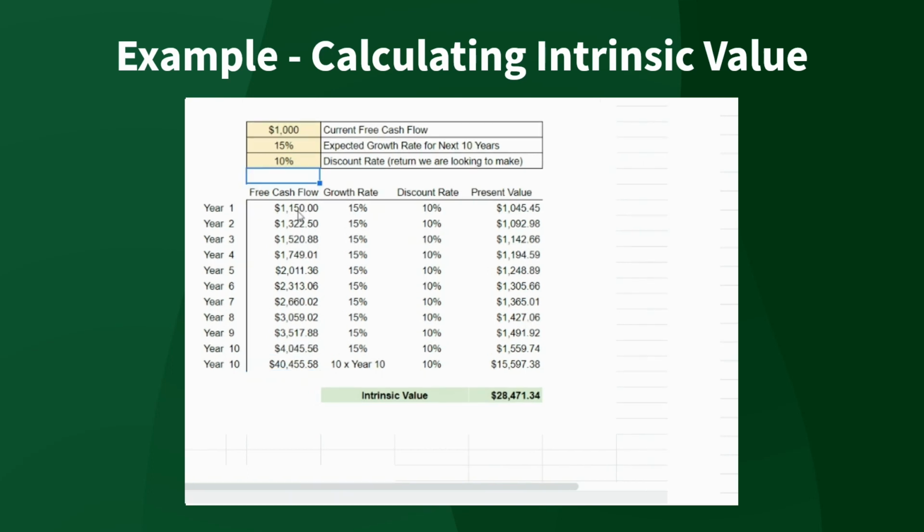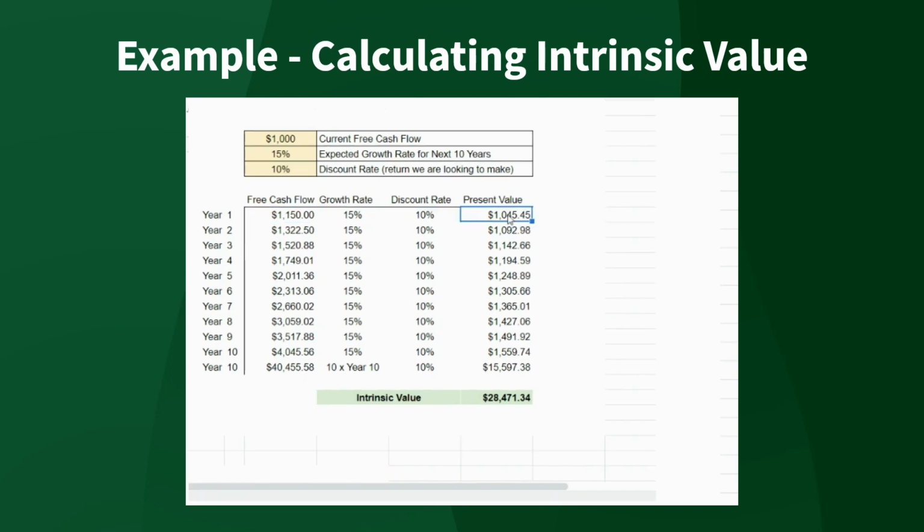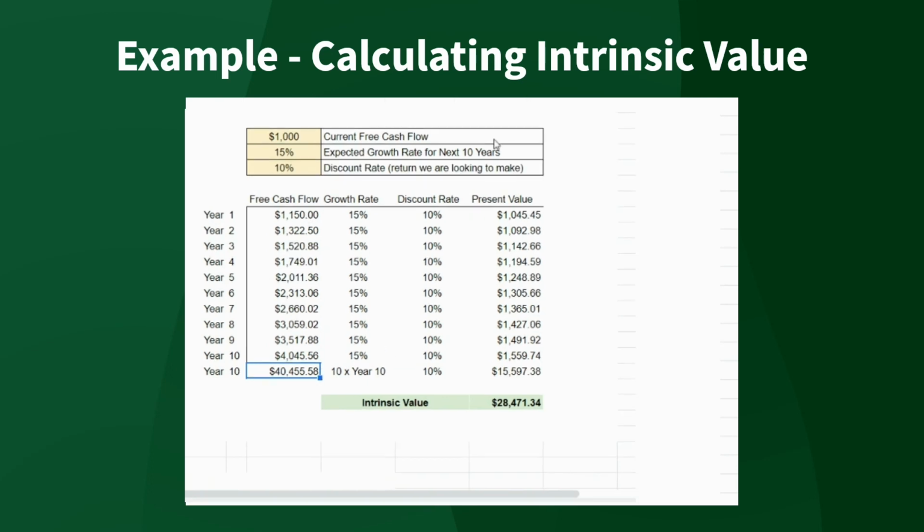So with this table, we can see our free cash flow in year 1 is 15% more than 1,000, so 1,150. And then with our discount rate of 10%, this is telling us 1,150 1 year from today is worth 1,045 to us right now. Similar things for all these other years where it grows at 15% every year, and then we sell the business at 10 times free cash flow for year 10. And then we've got our 10% discount rate applied to every individual free cash flow.